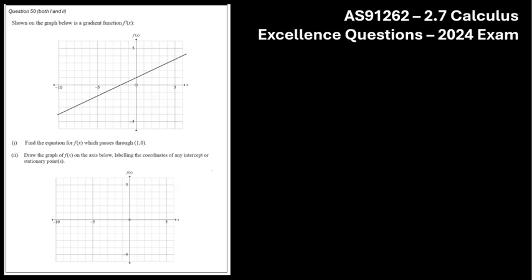So let's get straight into question number 50. Basically, it's a two-part question. We've got the gradient function here. The first question is to find the equation for f(x) if it passes through (1, 0). So let's get into that bit first. Actually, let's get rid of that bracket there and put in an i there.